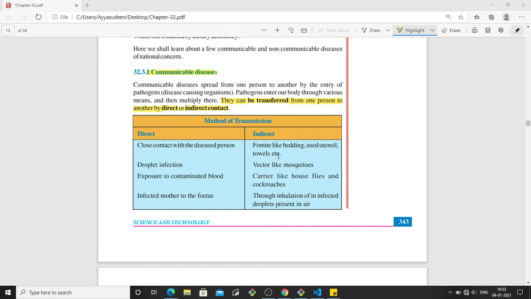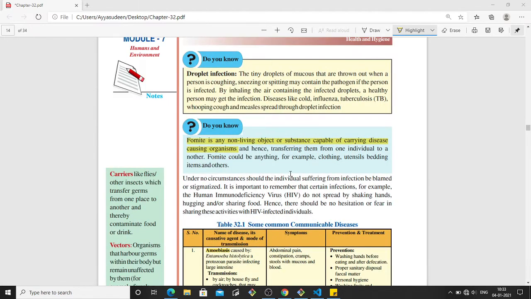Fomite. Fomite is any non-living thing through which the disease is spread. That is fomite. Any non-living thing that can carry the microbes or the infectious organisms. Some vector like mosquitoes. Vector means a living thing that carries these pathogens. Okay, so you can read about this here. And droplet infection is tiny droplets of mucus when you sneeze, when it falls onto another person, they can get the infection.